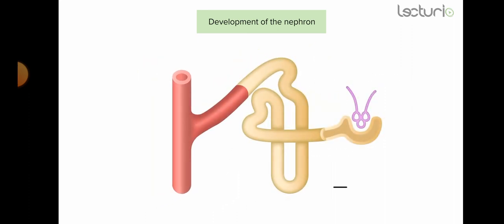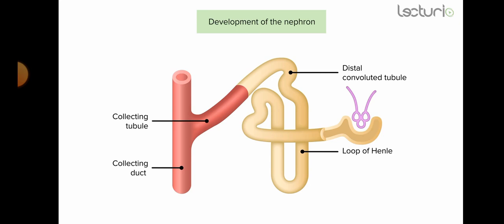Then the distal end gets attached to the ureteric bud generation, and it forms the collecting duct. Hence, many millions of nephrons are formed at the end of this stage.